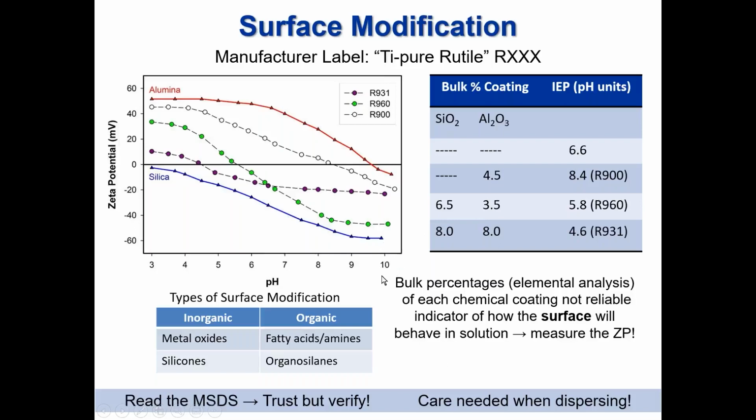So this demonstrates that the bulk percentages found from the MSDS or technical data sheets, determined from elemental analysis, are not always a reliable indicator of how the surface would actually behave in solution. So again, it's critical to check the zeta pH profile for oxides before use.